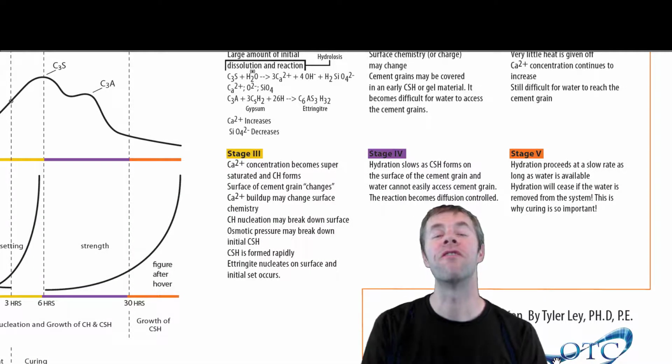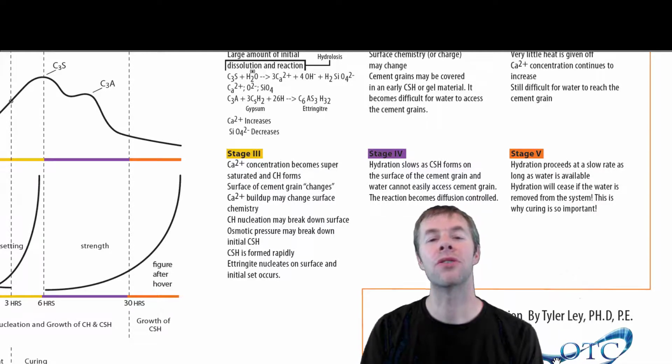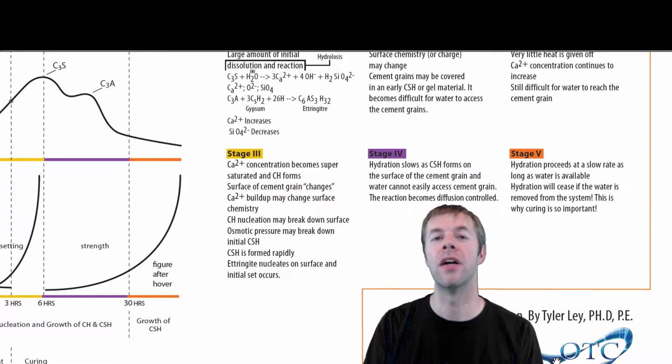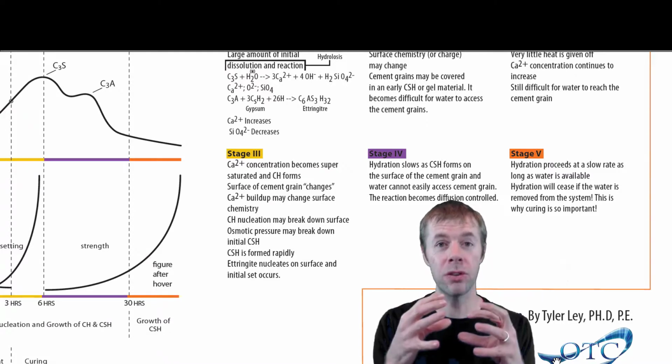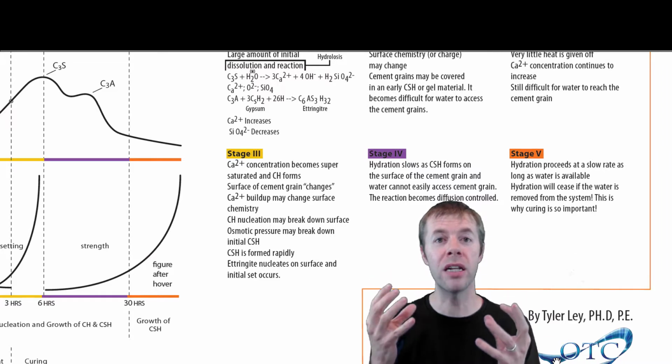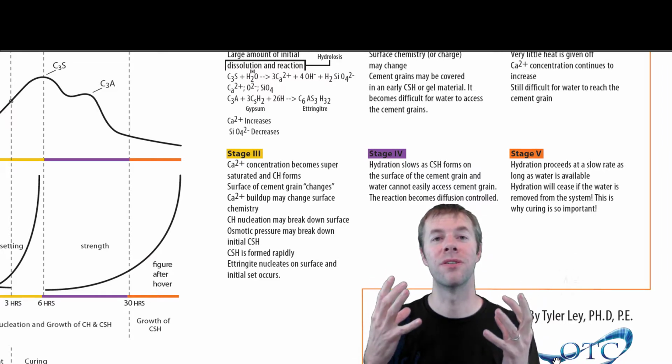And now we're finally in stage 5. This is when hydration continues at a slow rate as long as water is available. As long as you provide water, hydration will continue to happen. But if you remove the water, it stops. And it's almost impossible to get it going again. It's almost impossible to get water down there into those pores and keep it going again. And that is why curing, keeping the concrete moist, right? And not too cold, not too hot, is really important.